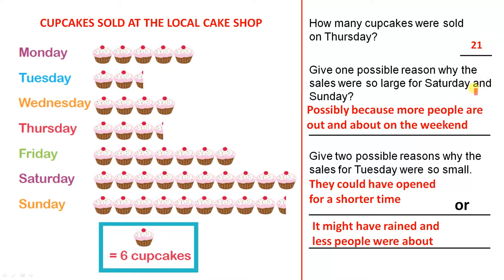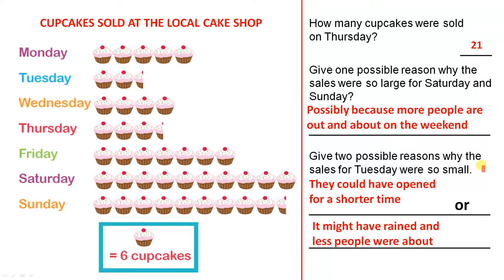Give one possible reason why the sales were so large for Saturday and Sunday. Well, given that Saturday and Sunday are weekend days, the answer could be that possibly because more people are out and about on the weekend. So possibly less people work on the weekend. They do their shopping or they go to the shopping centre, and that's one possible reason.